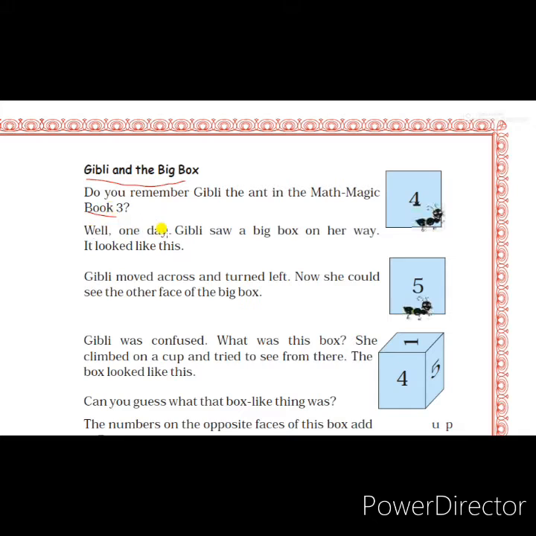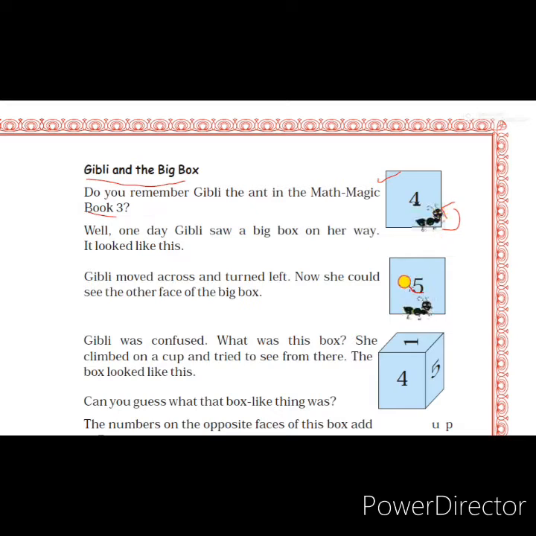One day Ghibli saw a big box on her way. It looked like this. See the first picture, that is Ghibli, and it saw a box. Now Ghibli moved across and turned left. Now she could see the other face of the big box. When she saw one face of the box, there was written 4. When she turned to the left side, there was written number 5.